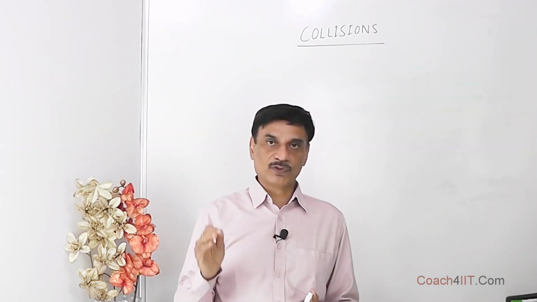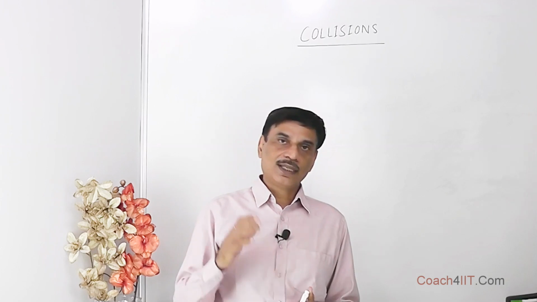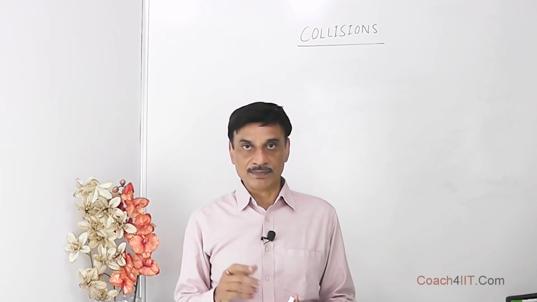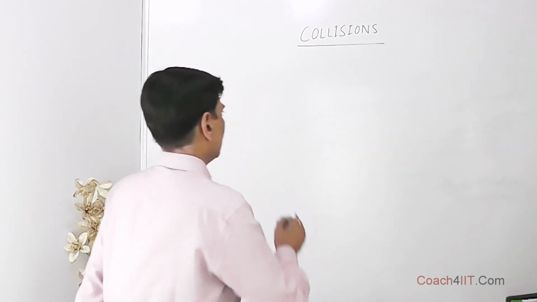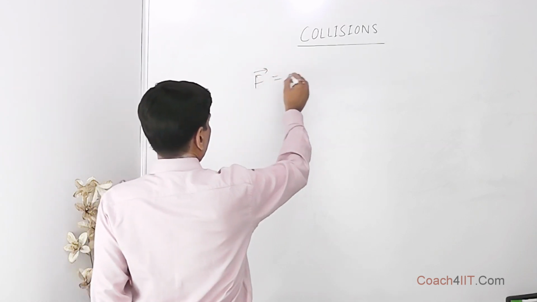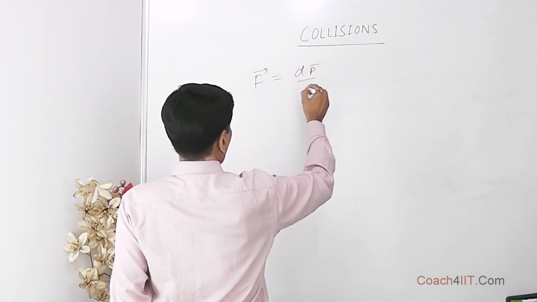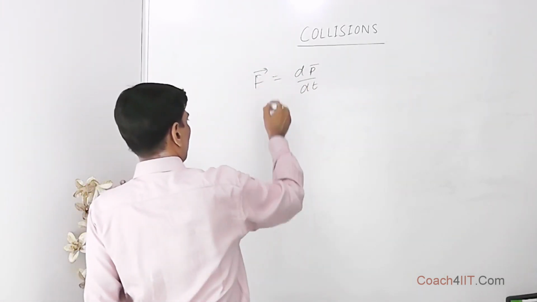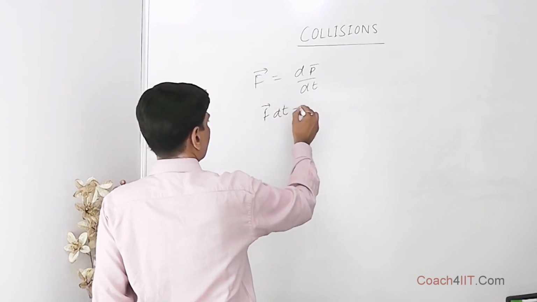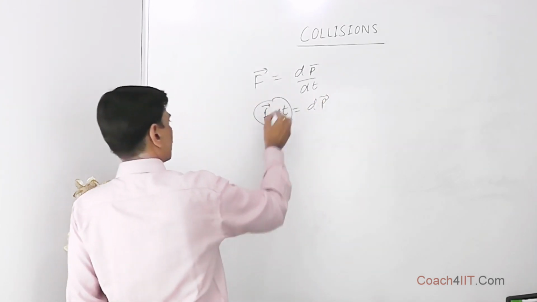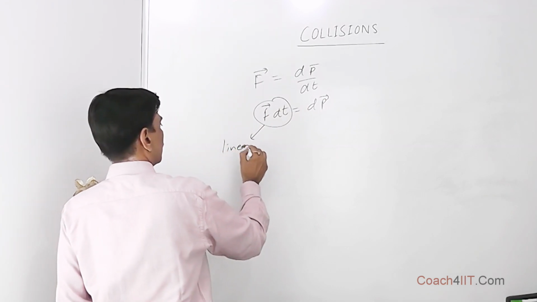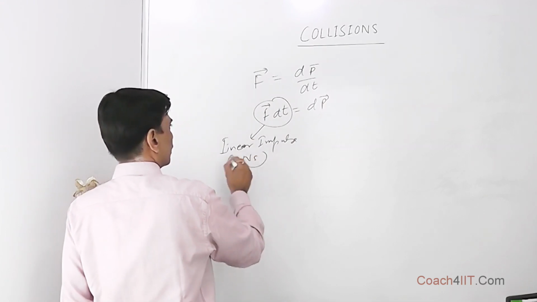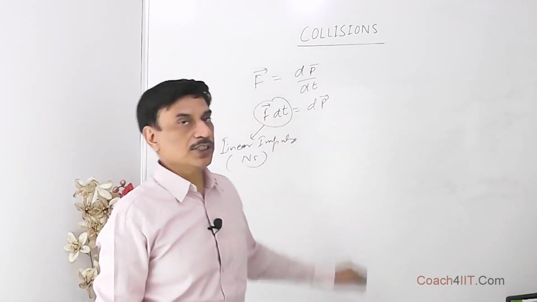Whenever there is a case of collision or explosion, the first thing that should occur to our mind is conservation of linear momentum. Why? Reason being, Newton's second law: resultant force F is equal to rate of change of linear momentum. So if the time goes over here, this makes linear impulse. What you call linear impulse, we have done in laws of motion, and its unit is newton-second. So linear impulse is equal to change of momentum.